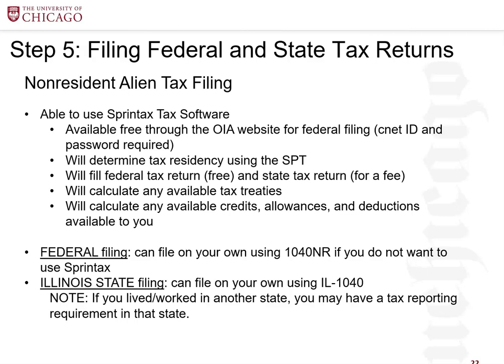If you did live or work in another state in 2019, you may have a tax reporting requirement in that state. It's always a good idea to visit that state's Department of Revenue website. They should have a little quiz or some more guidance as to whether or not you may have a filing requirement in that state. It is possible to have a filing requirement in more than one U.S. state.